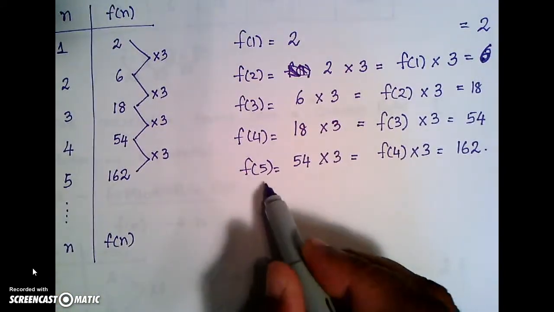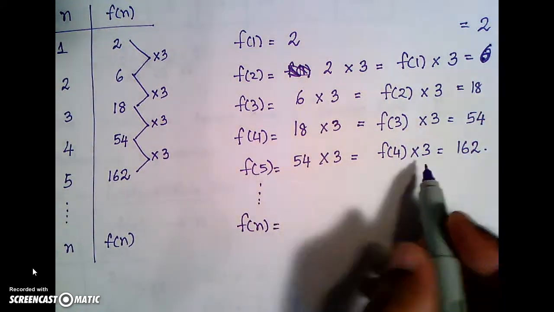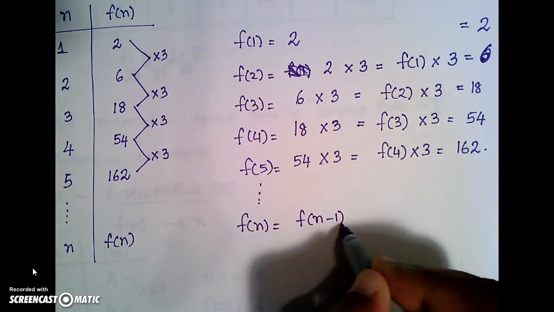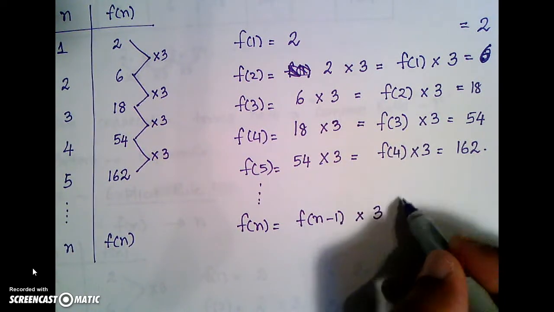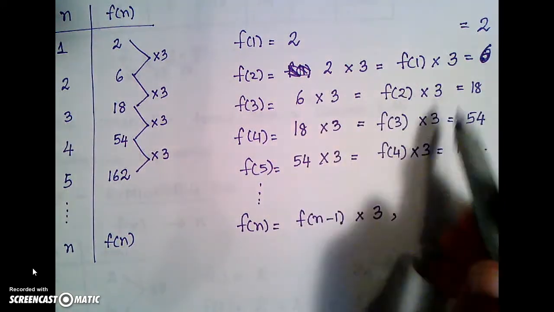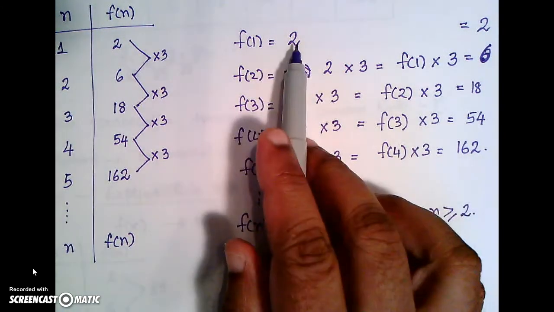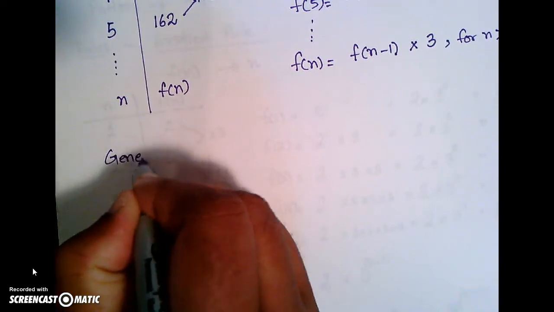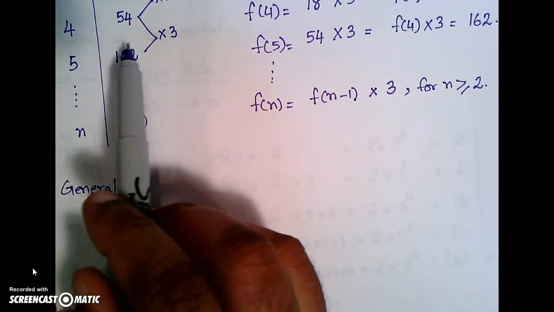So if I have to generalize this rule, my f of n will be whatever the previous term was, which was f of n minus 1, and I multiply it by the common ratio, which is 3. So this is applicable, as you can see, only for n greater than or equal to 2, because the first term I'm giving it, right? This is a rule that is specific for this particular geometric sequence.